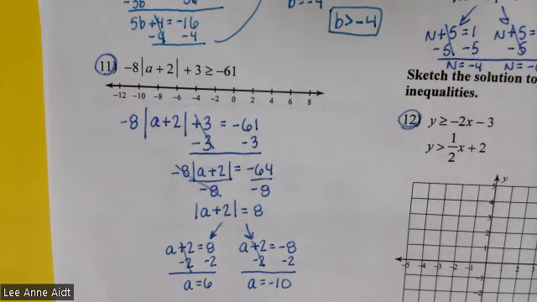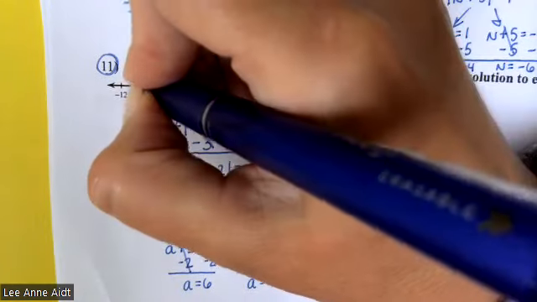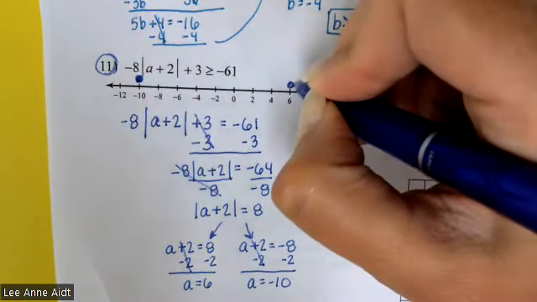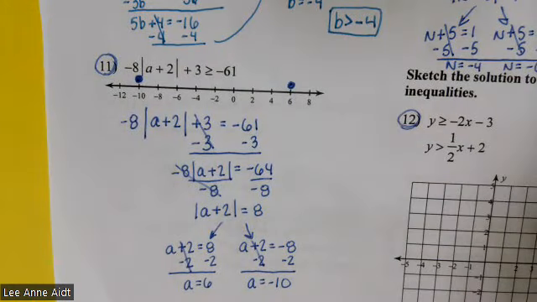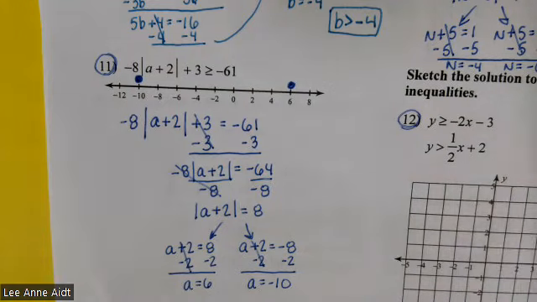All right, open or closed at 6 and -10? Closed, of course. Mrs. Talbot, you're going to have one of each. What's a good thing to test in this problem? 0, and I'm gonna.